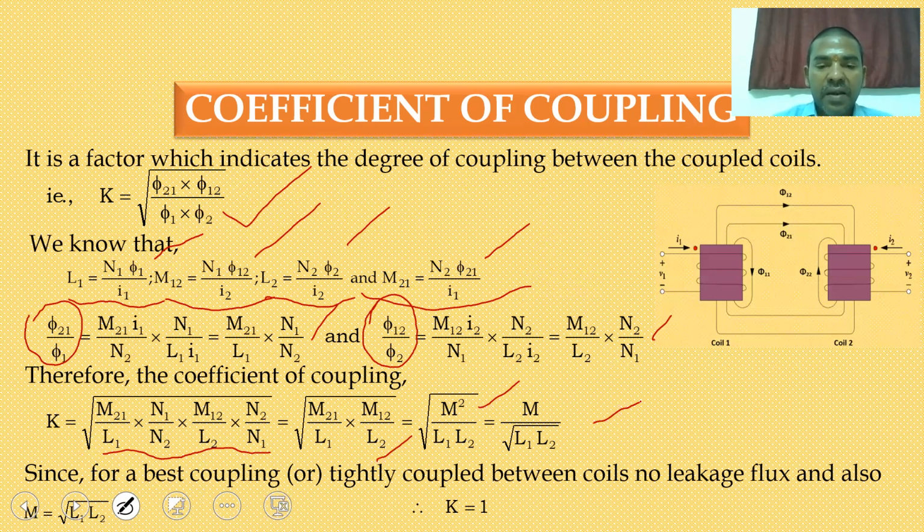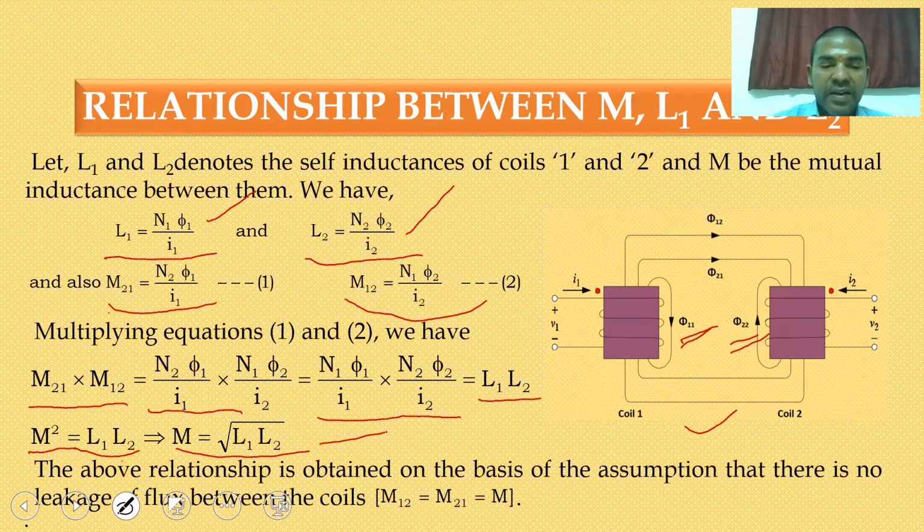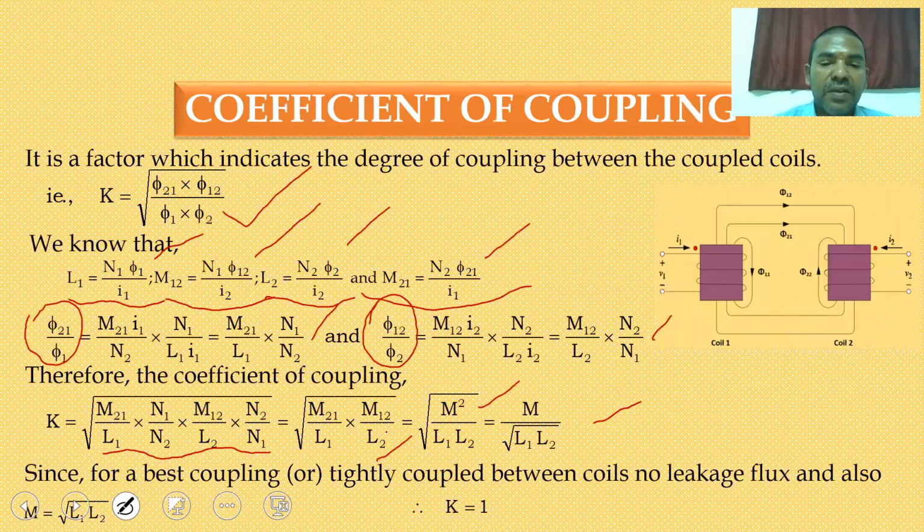So you already studied this in the previous derivation. From that, if you substitute the value of M equal to root of L1 L2, you finally get the value of K equal to 1. The value of K equal to 1 means it is the best coupling. There is no leakage flux. The total flux produced by the primary circuit is purely linked with the secondary circuit.